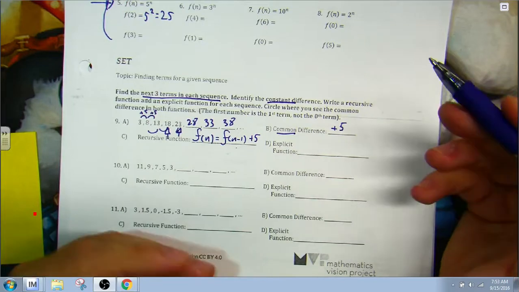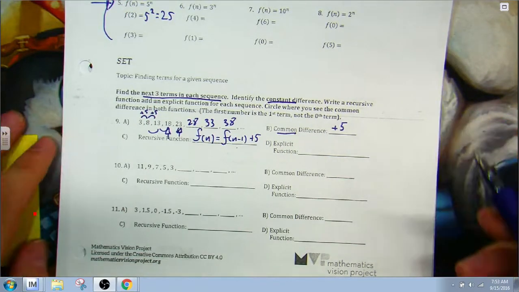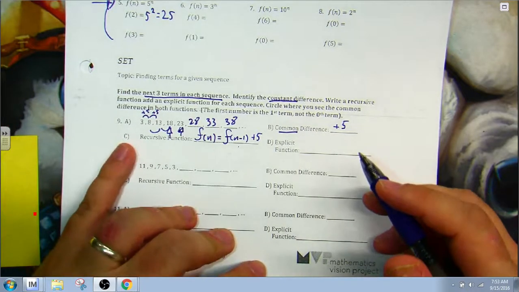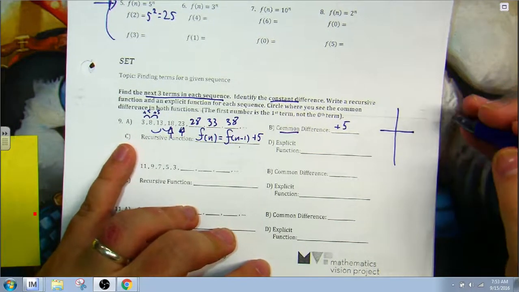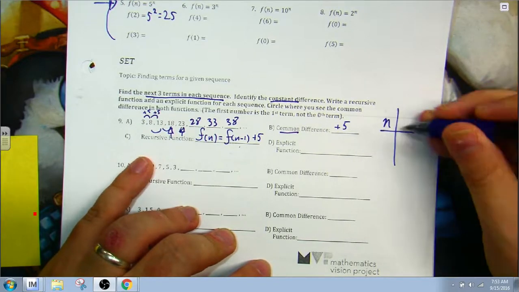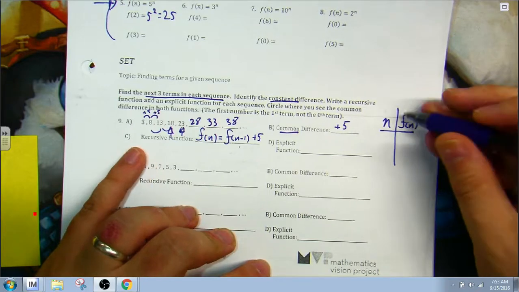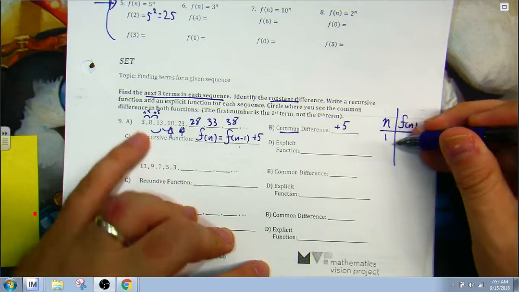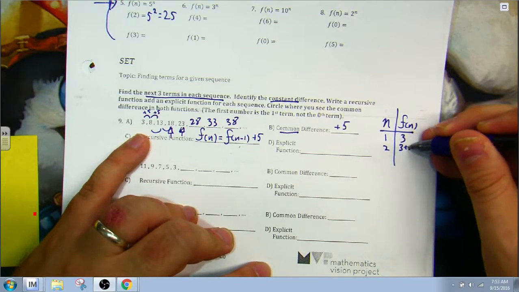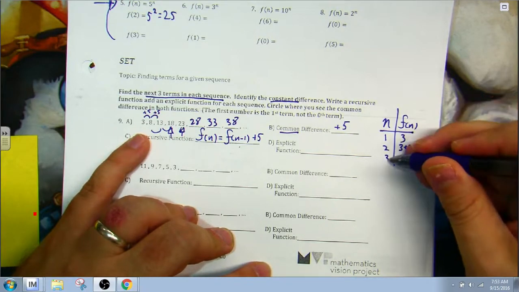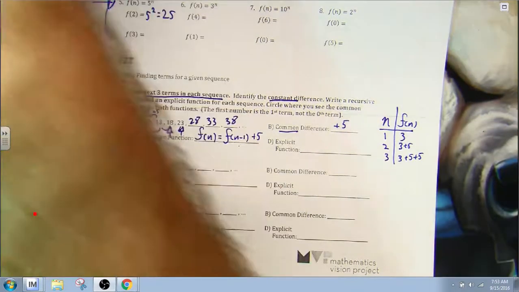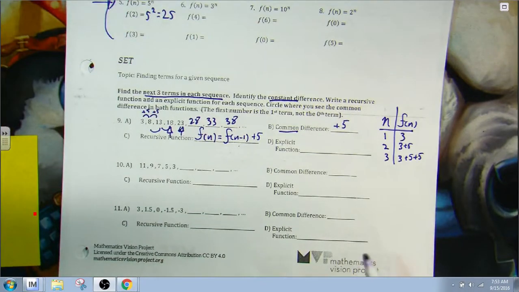Now the explicit function is a little bit different. For the explicit function, we have to see what we're doing. And so I always like to build that chart, right? So that we have our term number and our output number. So at term 1, I have 3. At term 2, I have 3 plus 5. At term 3, I have 3 plus 5 plus 5. Like that. And so the pattern that we're looking for here is how many plus 5s do we have?